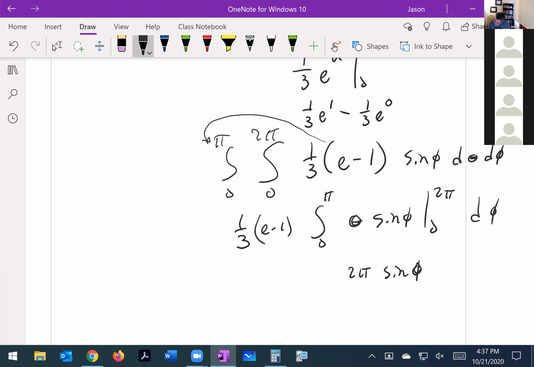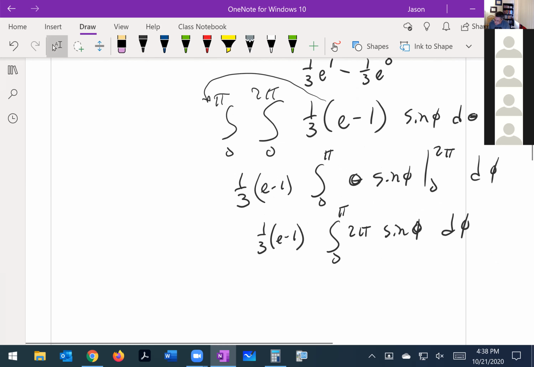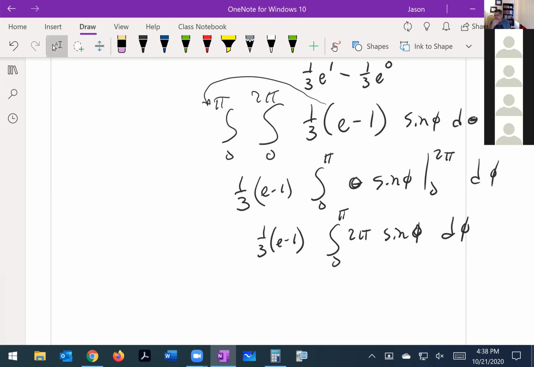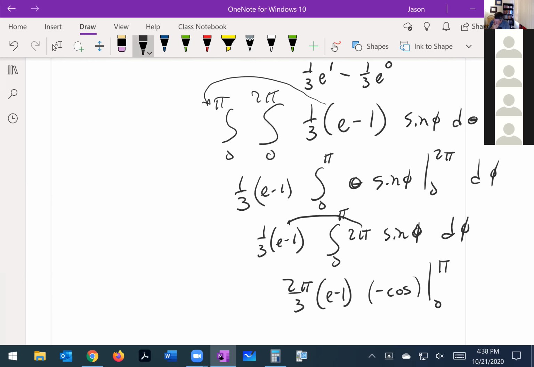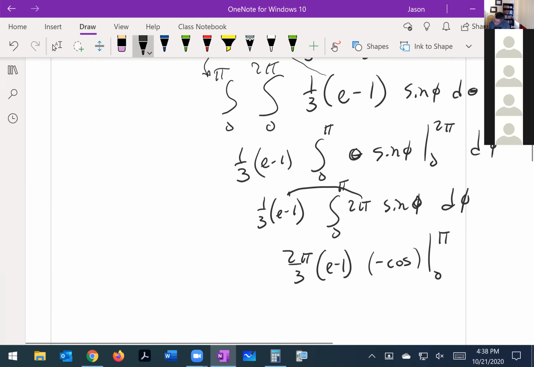And then I'm going to integrate that from 0 to pi. And I've got this 1/3 e minus 1 on the outside, d phi. So what's the integral of sine? Well, that's negative cosine, right? So I'm going to pull the 2 pi out in front. So this is 2 pi over 3, times e minus 1 to the negative cosine evaluated from 0 to pi.